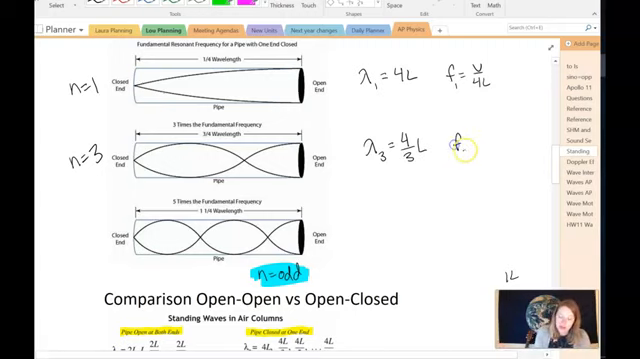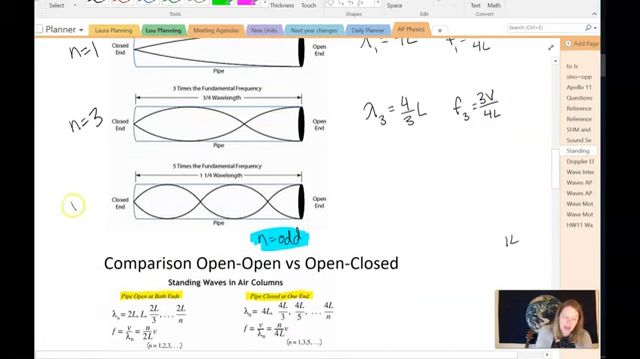And so the frequency of this would be 3V over 4L. And if we look at the next overtone, we can see that 5/4 wavelengths fit in. So we would need 4/5 of the tube, because we have a whole one right here. So 4/5 of the tube make a wavelength, and the frequency of that is 5V over 4L.